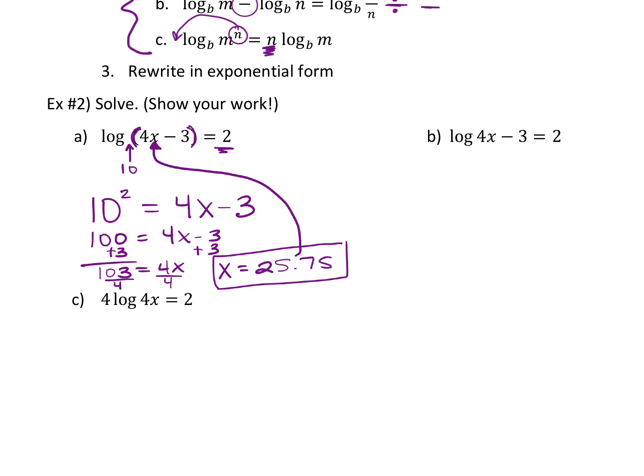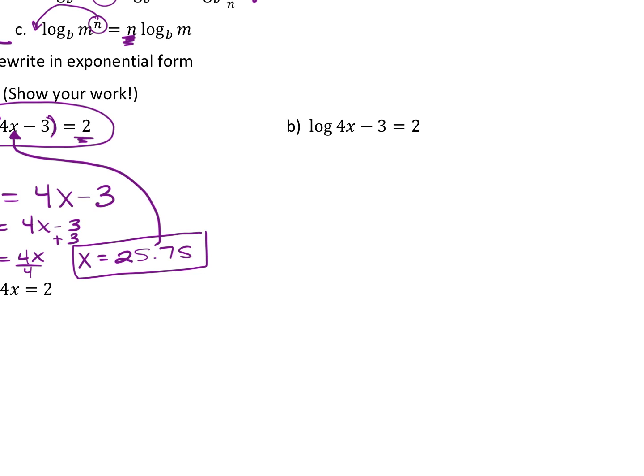Now I want you to look at letter B. Nearly identical to letter A. What is the difference? Parentheses. This one over here is saying take the log of 4x minus 3. What do you suppose we're taking the log of on B? 4x. This is saying the log of 4x and then take away 3. So is this one isolated? No. What do we have to do to isolate? Add the 3.